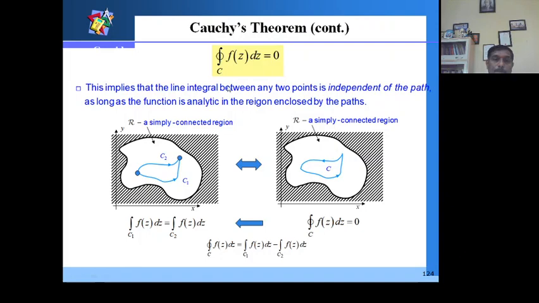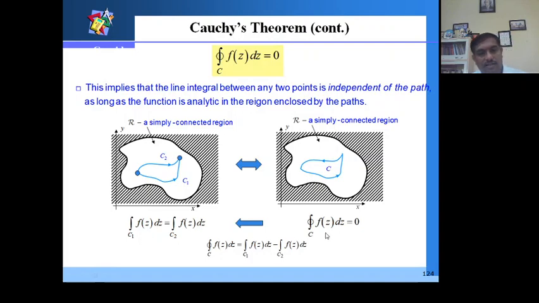This implies that the integral over C of f(z) dz is equal to 0. This implies that the line integral between any two points is independent of the path as long as the function is analytic in the region enclosed by the paths. This is a simply connected region with C1 and C2 from A to B, meaning the integral over C1 of f(z) dz is equal to the integral over C2 of f(z) dz. Then both values become 0.